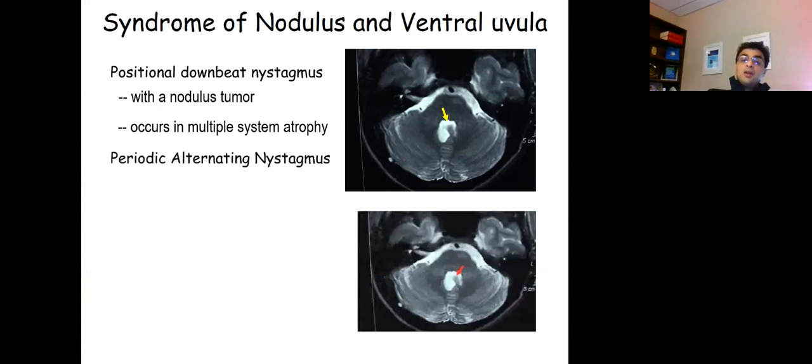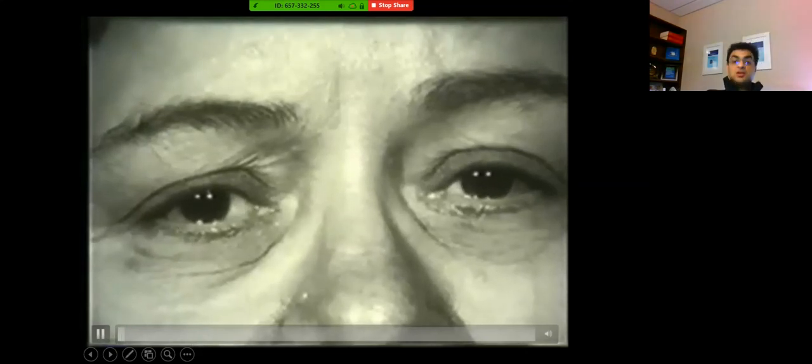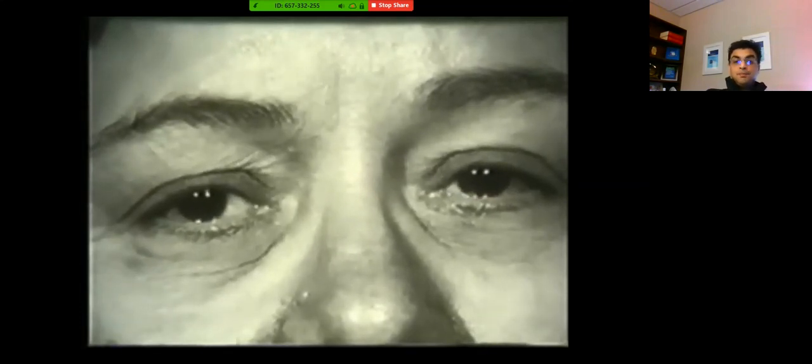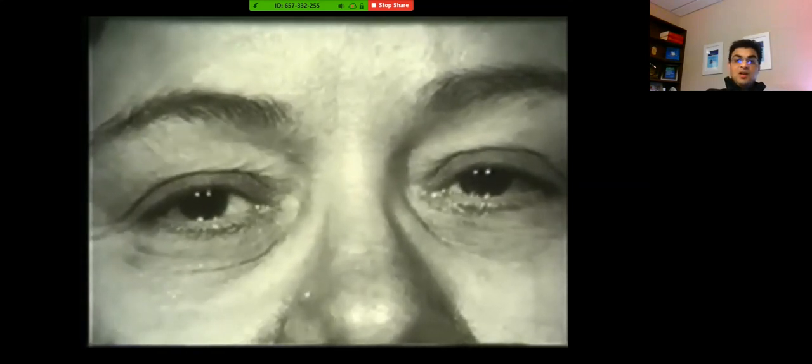And periodic alternating nystagmus is a very classic syndrome that you see with nodulus or ventral uvula lesion. It's so rare. I have seen only 3 or 4 of them so far. And what you can see in this classic video is this patient is looking straight ahead, eyes are beating to the left side, and then they are kind of getting slower. And then eventually they will stop. And as they stop, they will make a little bit of vertical eye movements.